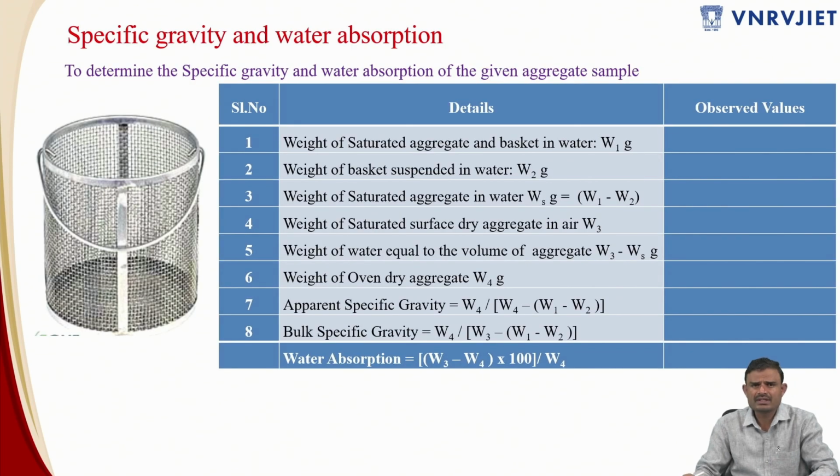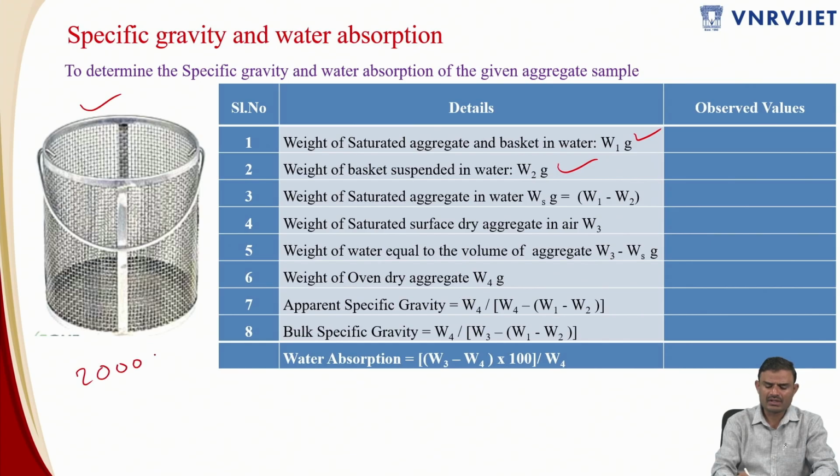You can see the different nomenclature present over here. The weight of the saturated aggregate and basket in water is W1, followed by the weight of the basket suspended in water. This is the wire basket present over here. Initially you have to take the weight of the aggregate, approximately 2 kg. Let us assume I have taken 2 kg, which will be 2000 grams.